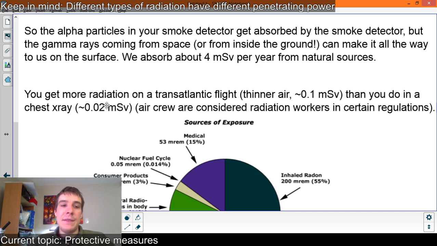It's actually about 5 times more than a chest X-ray. And because of this, the public radiation exposure is limited to, I think, an extra 2 millisieverts per year. But air crew are actually considered radiation workers in a lot of laws and regulations. They get a higher exposure limit. In the EU, it's 6 millisieverts. In other places, it's 10. Yeah, it's kind of neat to think about.